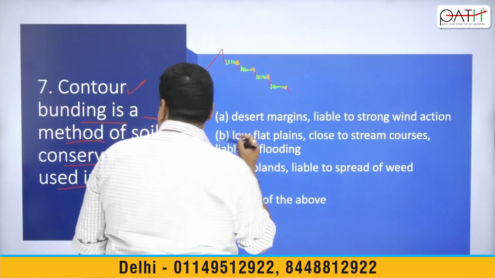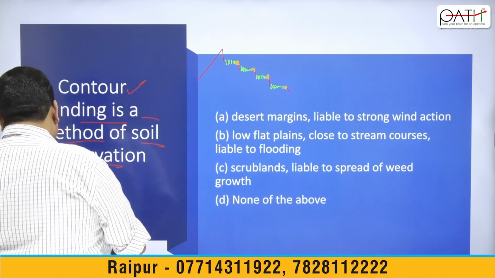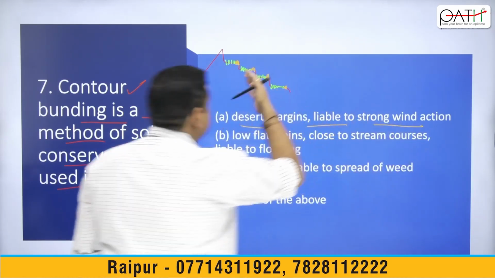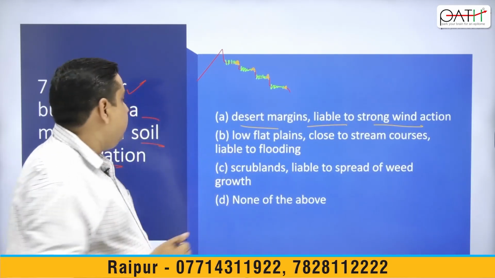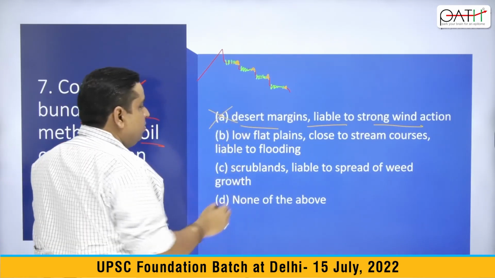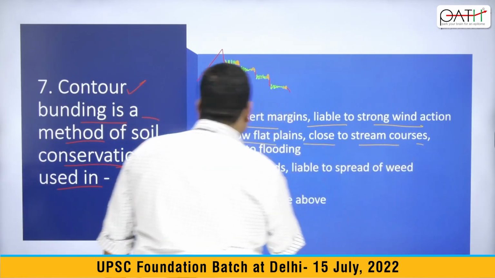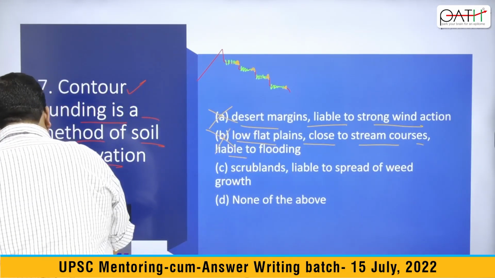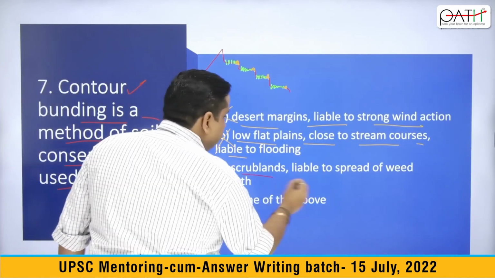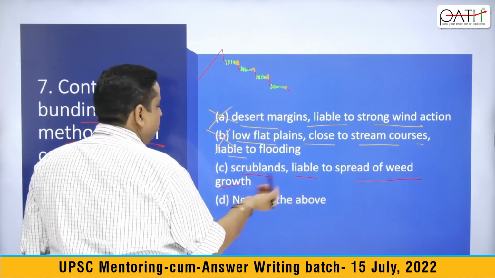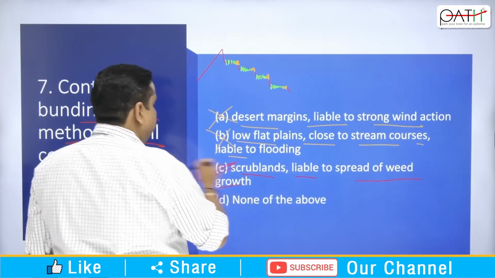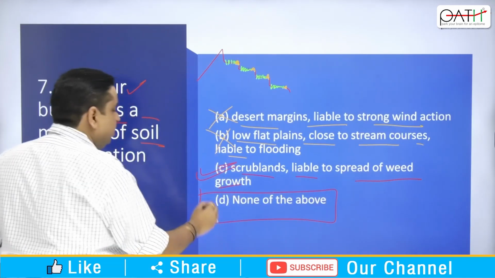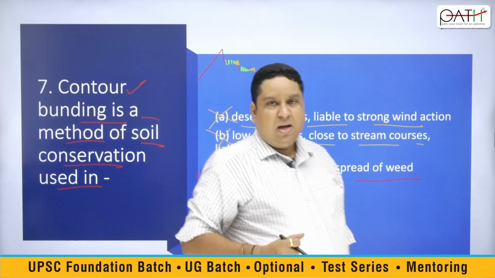The contour bunding method of soil conservation is used in: desert margins liable to strong wind action. So I told you it is basically dominant in mountainous regions, so the first option you can easily eliminate. Then low flat plains close to stream courses liable to flooding. Again, very easily you can eliminate this also. Next, scrublands liable to spread of weed growth. Obviously, it has no match with this particular topic. And finally, none of the above. So here the answer will be option D, none of the above. I hope you got this point.